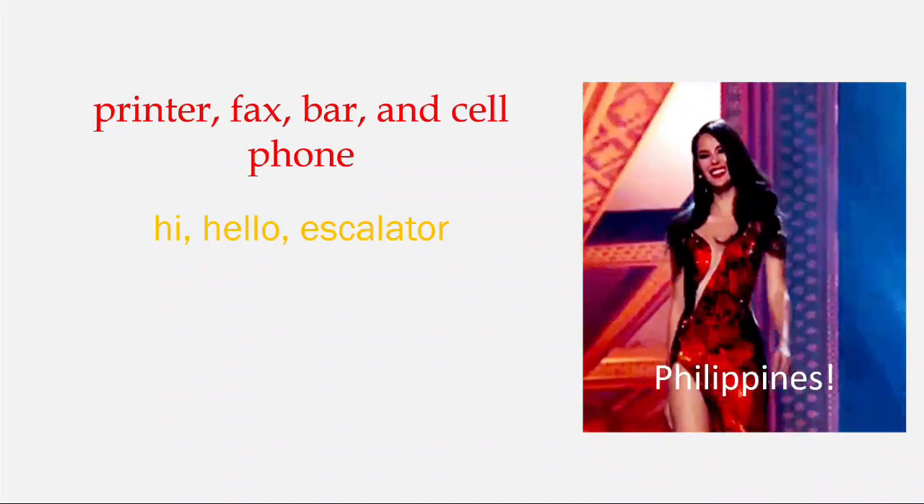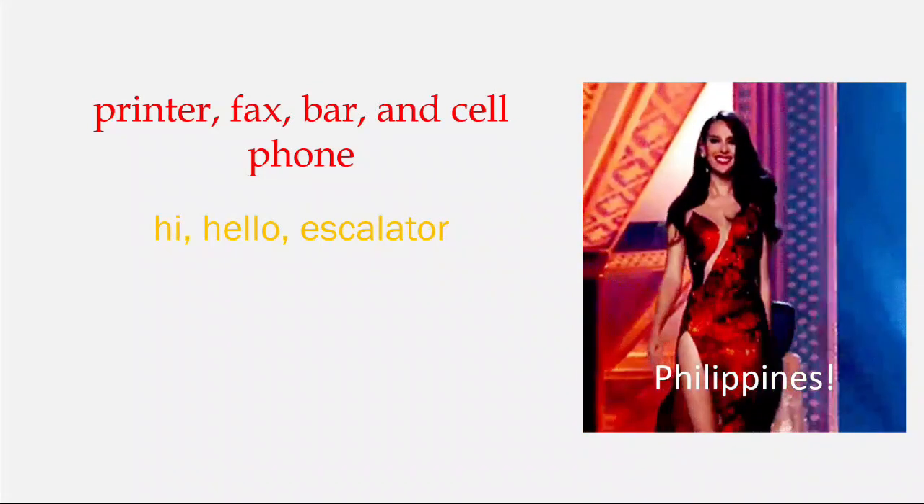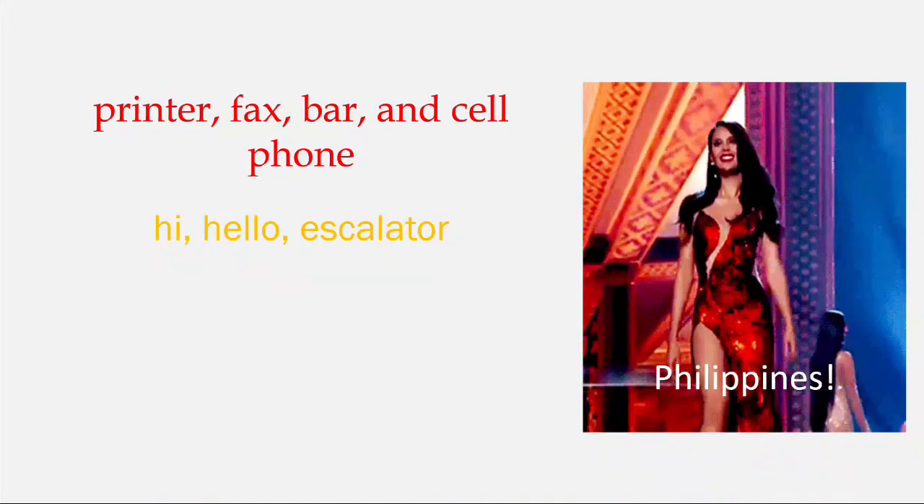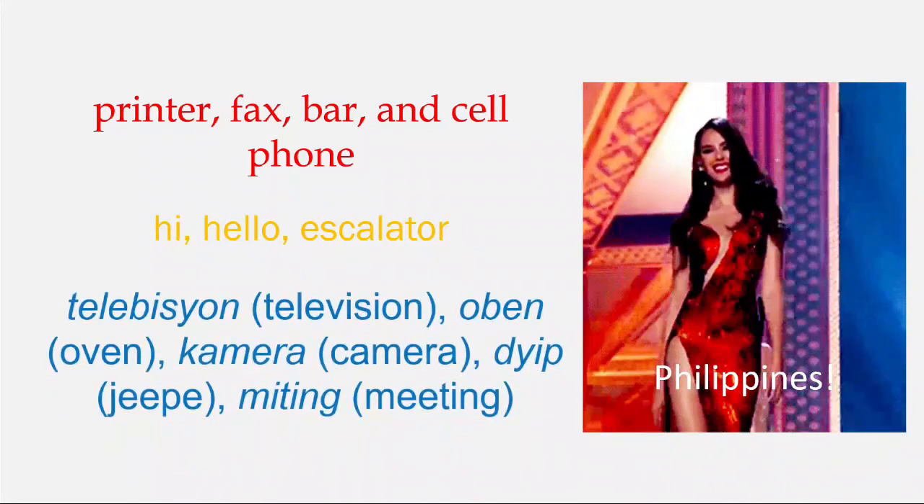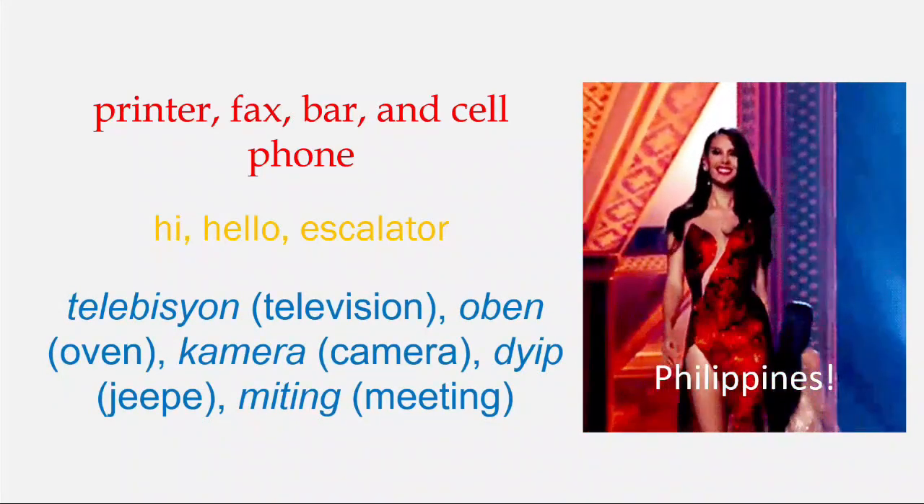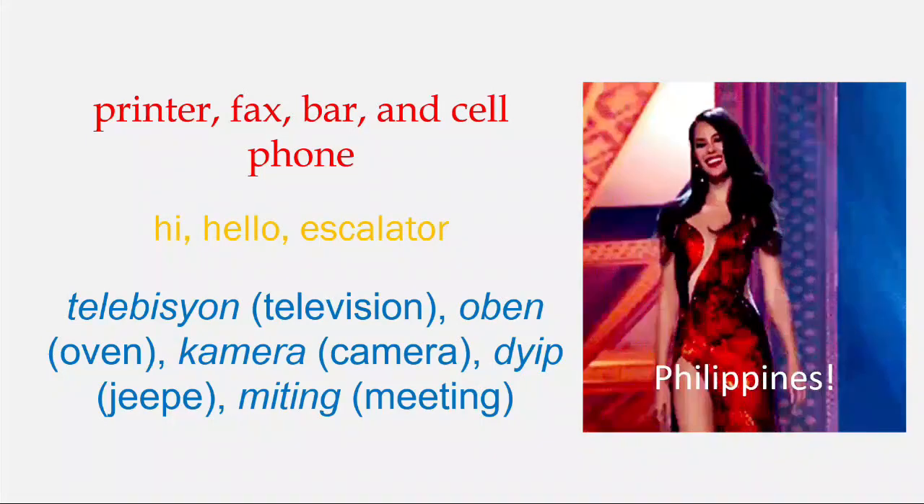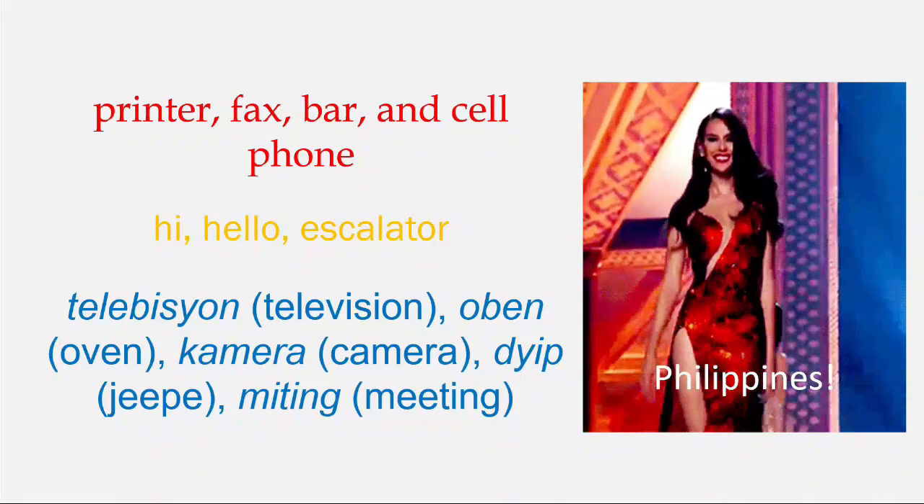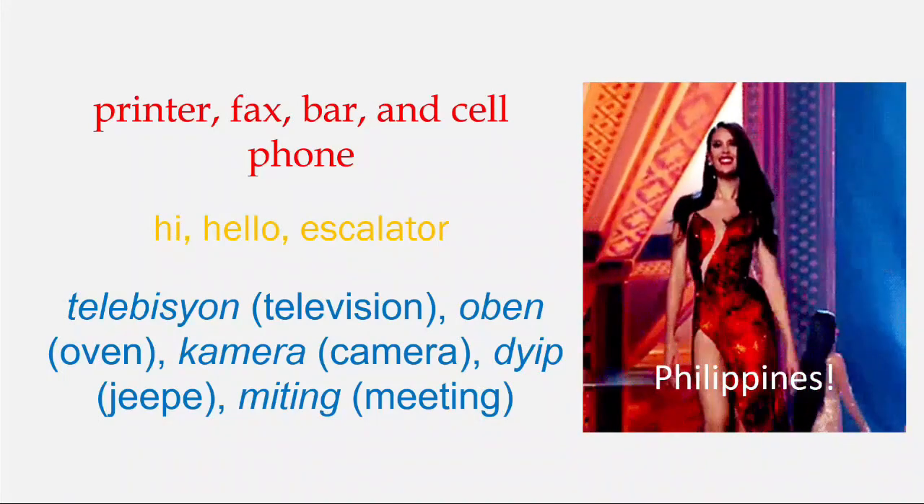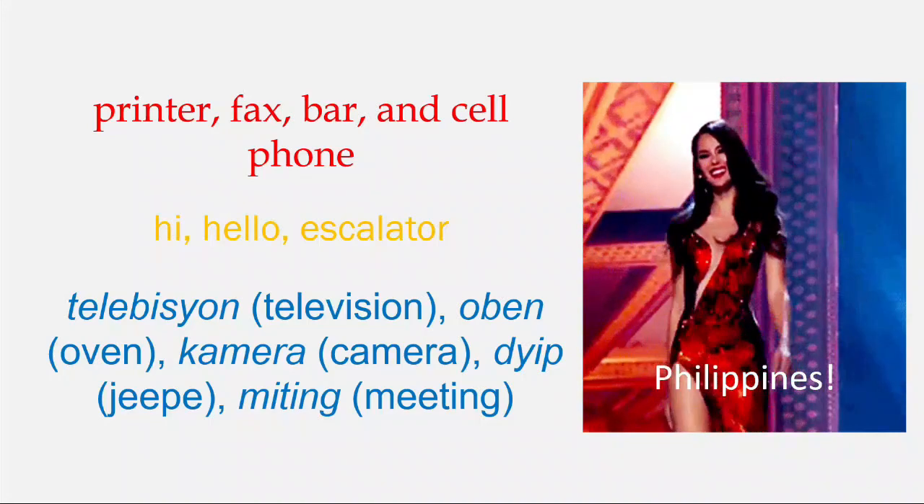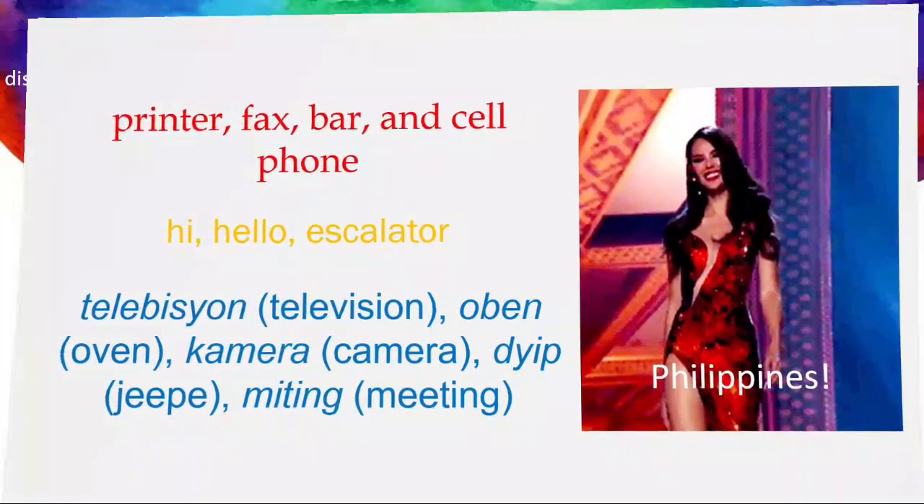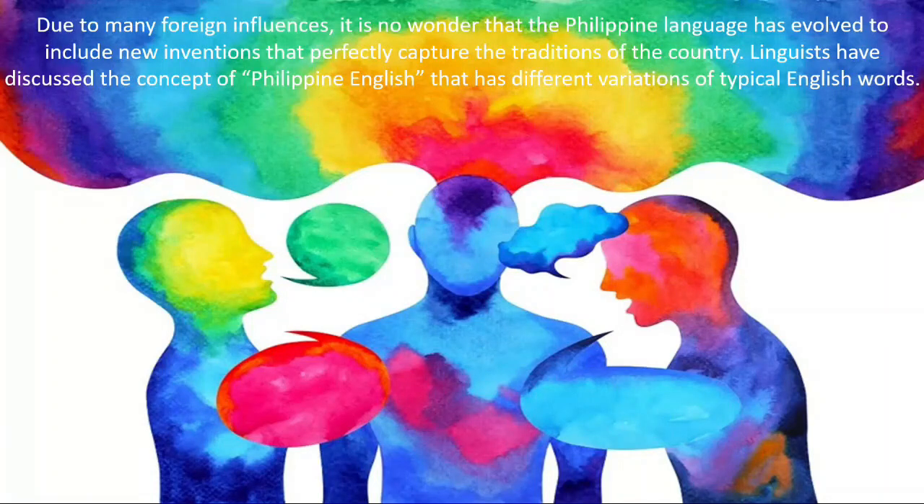Okay? In the Tagalog language as well, there are also English words that are spelled according to their pronunciation when used in Filipino. Examples of these words include television, as in television, oven, as in oven, camera, as in camera, jeep, as in jeep, meeting, as in meeting. Okay. Due to many foreign influences, it is no wonder that the Philippine language has evolved to include new inventions that perfectly capture the traditions of the country.